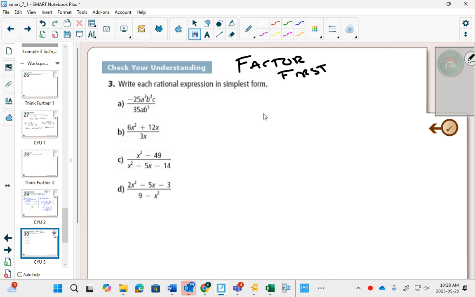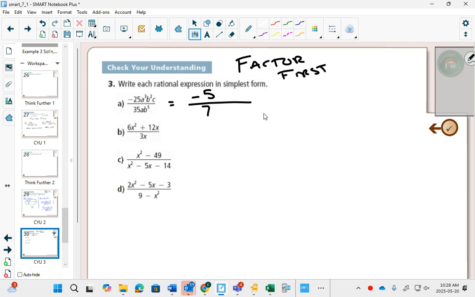In A, draw my fraction line. Can you see that you could reduce negative 25 over 35? They both divide by 5. So if I divide the top by 5, I would get negative 5. If I divide the bottom by 5, I get 7.